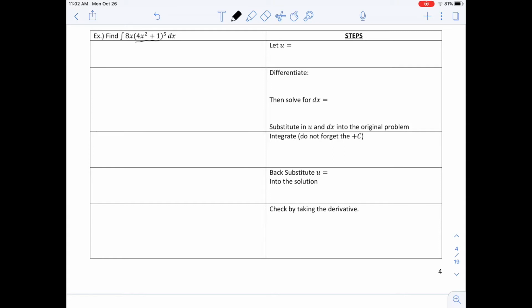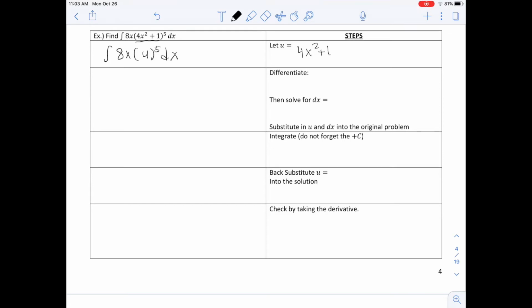So step one is letting u equal the inside function. Our inside function here is 4x squared plus 1. And so I'm going to take this integral for this problem and I'm going to rewrite it. It's now going to be 8x u to the 5th dx. From here we have an issue. The issue is that you have x's and u's in your problem at this time, and we're unable to integrate it right now.